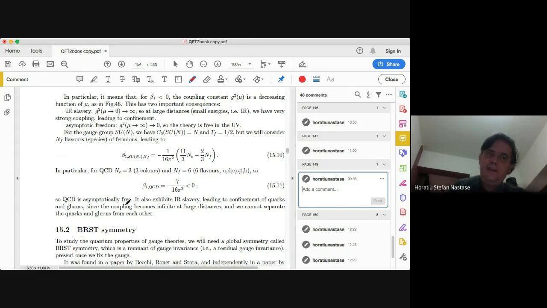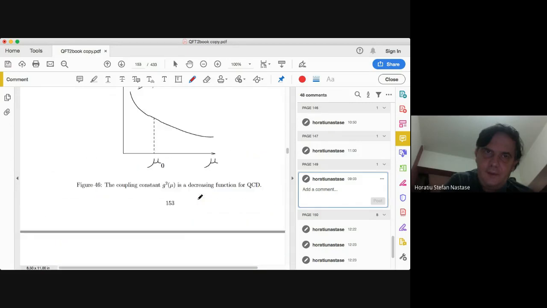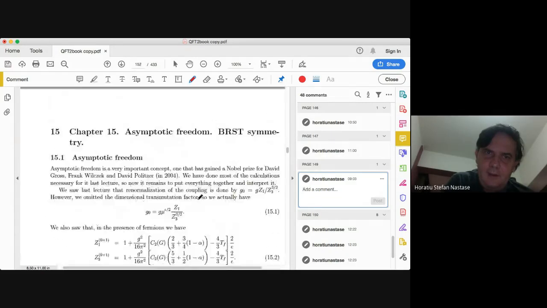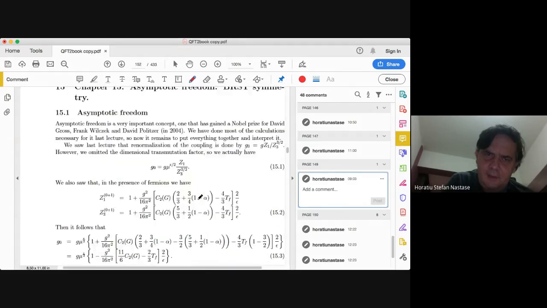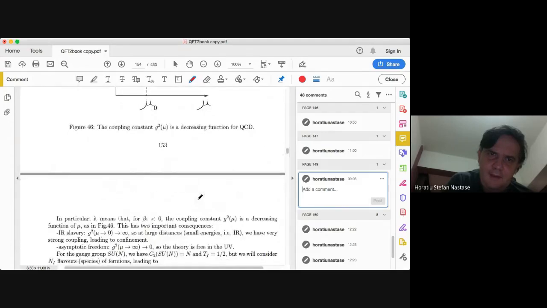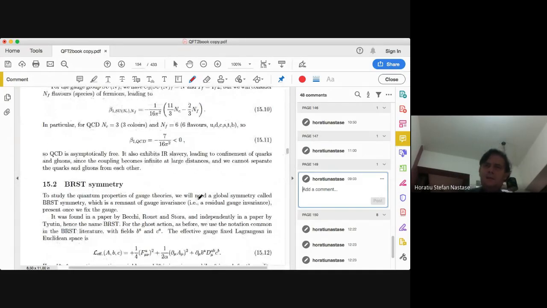Now these statements, this calculation of beta of QCD being minus 7 over 16 pi squared, and the corresponding idea of asymptotic freedom and IR slavery were in the papers of Gross, Wilczek, and Politzer. I don't remember exactly when the papers were and how they were distributed, but this important statement is the reason they got the Nobel Prize. All right. So this was about asymptotic freedom.